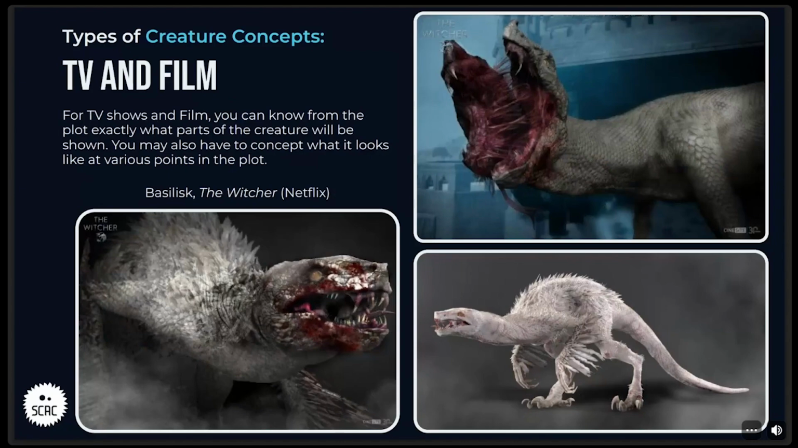You might also have to concept what it looks like as that creature changes over the course of the plot, right? For example, with the Witcher Basilisk here, during its fight scene, its face gets burned. And it was the job of the concept artist to figure out what that looks like. Does it get super bloody? Does it get charred? Does it get very bright red? And then, of course, going even more extreme, what does it look like when its face gets entirely ripped in half? Does it have all the sinew? Is it a clean break? Is it very weird and gushy, right?